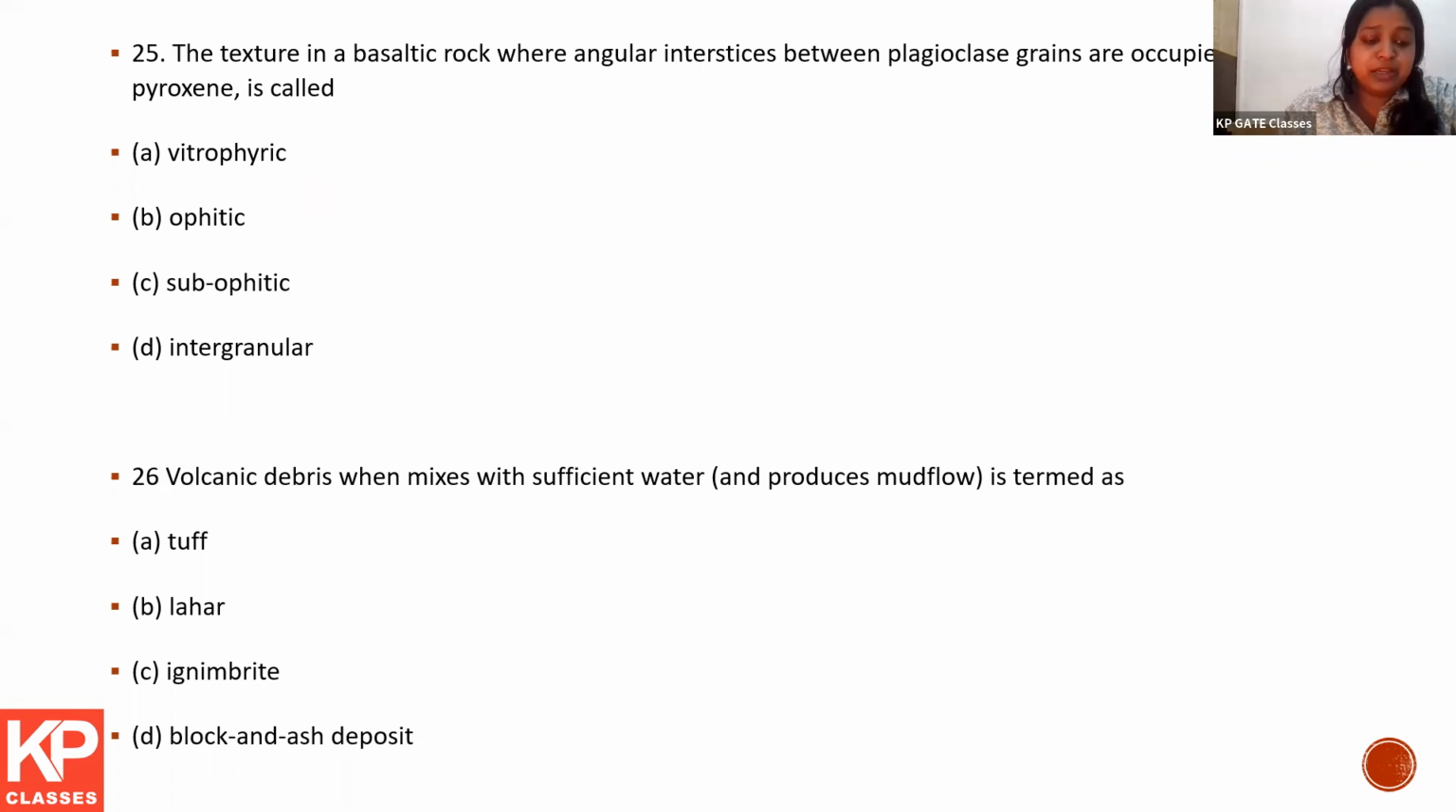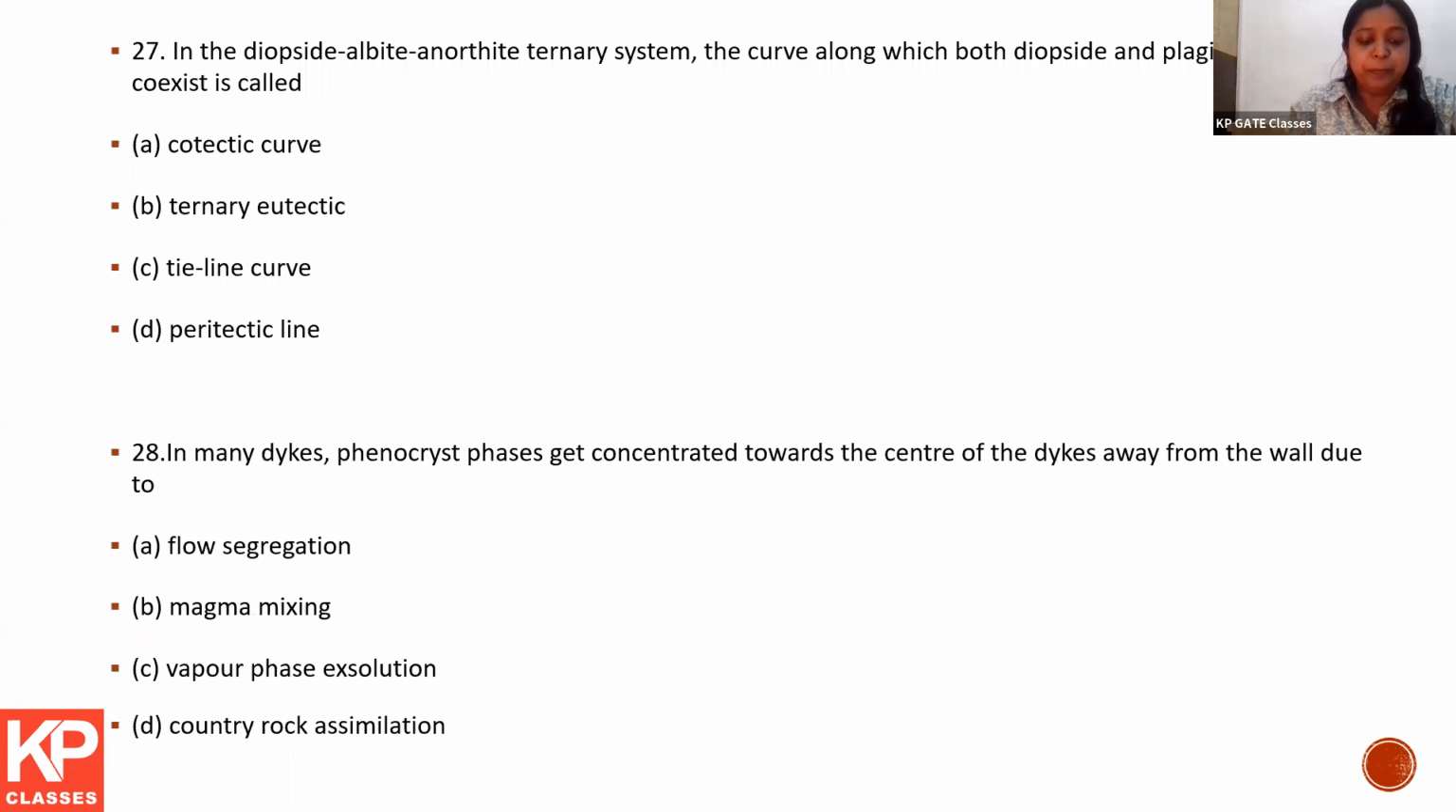Next one: volcanic debris that mixes with sufficient water and produces a mud flow is known as a lahar. A very direct question. We know that when volcanic particles, tuffaceous sediments, and pyroclasts mix with water and form a landslide or debris flow, that mud flow is called a lahar. So D is the option for question number 25. B is the right option for question number 26. Let's go to the next question.